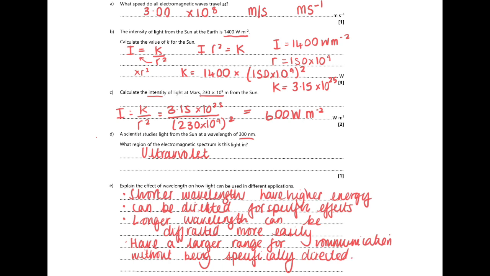So there we go. To summarise, our shorter wavelengths have a high energy and we can direct them to get specific effects, but our longer wavelengths are more easily diffracted and they've got a larger range for communication without having to specifically direct them.